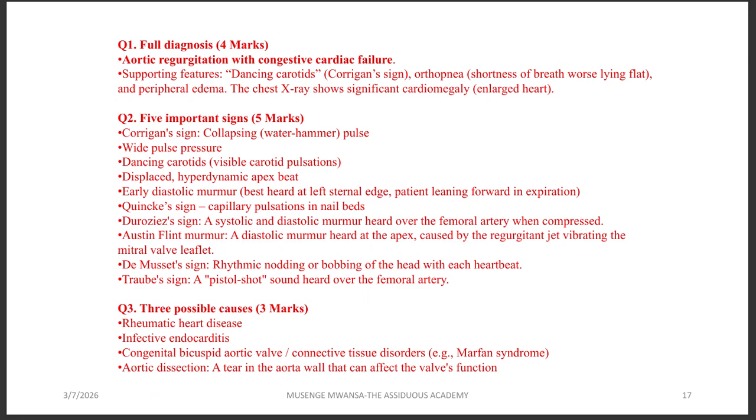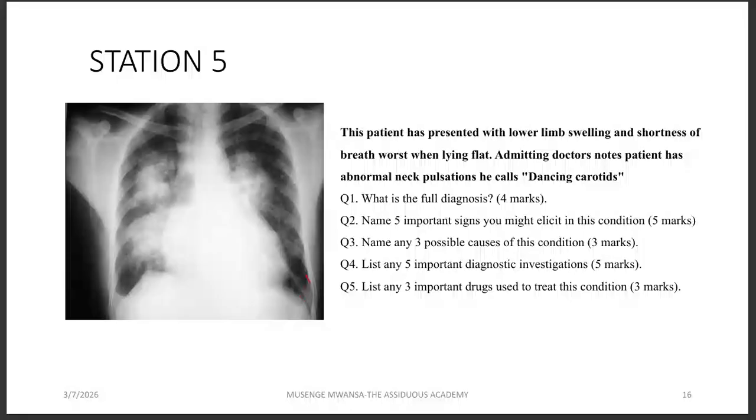So dancing carotid, orthopnea, which is difficulty in breathing when lying flat, and peripheral edema. There's also cardiomegaly that is going to be pointing you to heart failure, but dancing carotid will be pointing to aortic regurgitation. So, those are five important signs you might elicit in this patient. It shouldn't be hard for you to elicit signs in a patient that has got heart failure. Let's mention them. Any signs you can elicit?